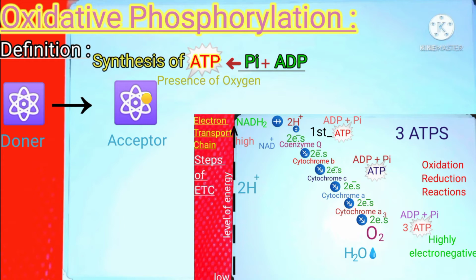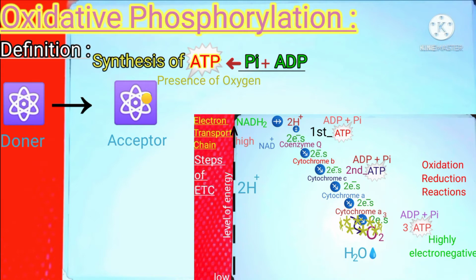The first ATP molecule is produced when the NADH2 molecule is oxidized, here in between NADH2 and coenzyme Q. The second ATP molecule is obtained when electrons discharge from cytochrome B to cytochrome C. Here in this diagram you can also see that when electrons flow from cytochrome B to cytochrome C, the second ATP molecule is prepared. A third ATP molecule is synthesized when electrons shift from cytochrome A3 to the molecular oxygen.